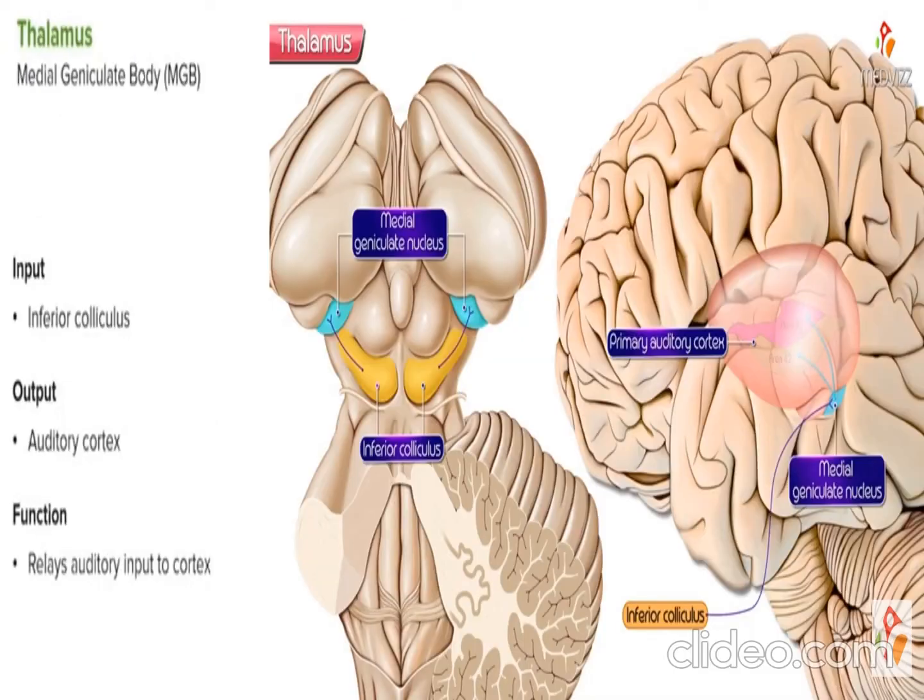Next is medial geniculate body. It receives its afferent fibers from inferior colliculus and sends its efferent fibers to the hearing cortex, that is on the superior temporal lobe of area 41 and 42, and its function is it helps to relay the auditory input.